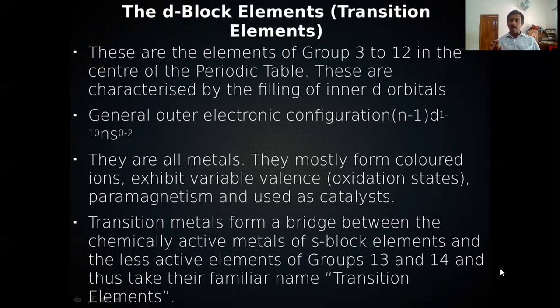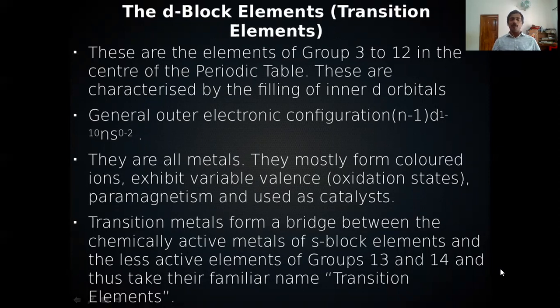If we take outermost shell as nth shell, electron filling is in n minus 1. If outermost shell is n, then electron filling in n minus 1 d orbital, isn't it? It is penultimate shell. And general outer electronic configuration is (n-1)d 1 to 10, ns 0 to 2. Usually it is ns 1 or 2. Two possibilities. They are all metals, transition metals. They are also known as transition metals. From that it is very clear they are all metals.